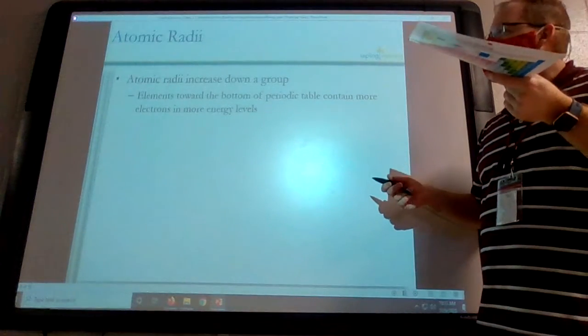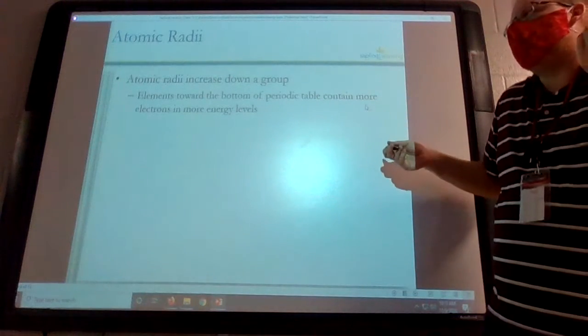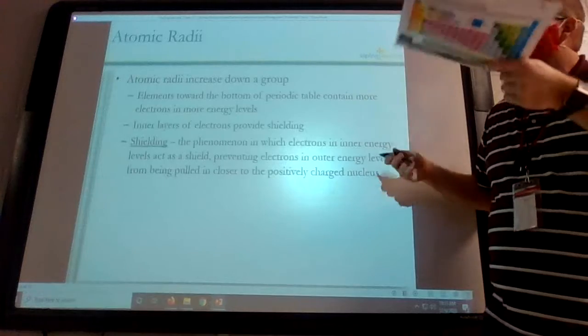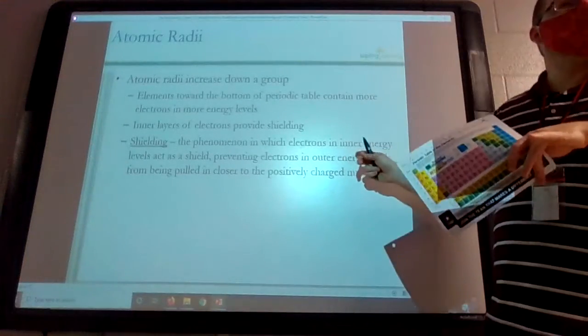Atomic radii increase down a group. The elements towards the bottom of the periodic table contain more electrons in more energy levels, and so they're just going to be bigger. Now, at a certain point, they introduce shielding.